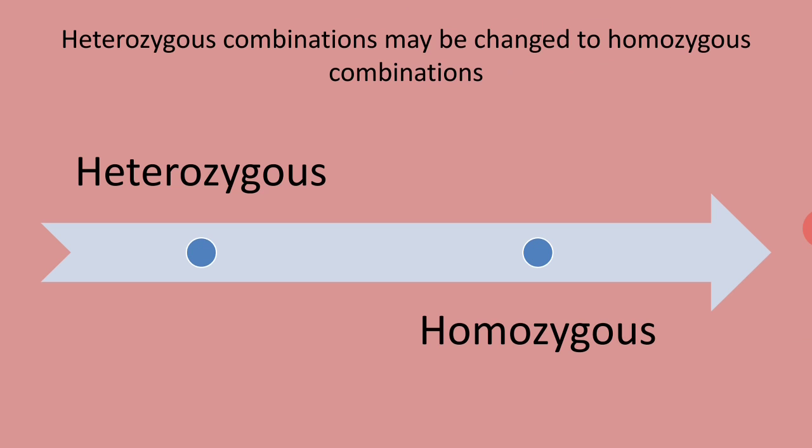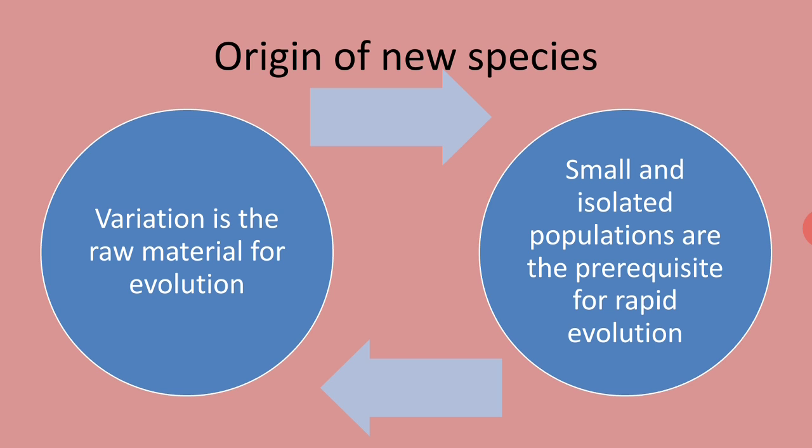And surprisingly, heterozygous combinations may be changed to homozygous combinations in genetic drift. This is an important characteristic feature of genetic drift. Heterozygous combinations will be gradually transformed to homozygous combinations. That means heterozygous individuals are gradually replaced by homozygous individuals. This is the logical conclusion of genetic drift. And the origin of new species, of course, is the ultimate result of genetic drift.